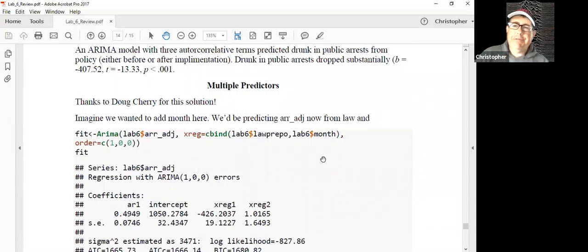Multiple predictors. I just added this today. I saw Doug had a nice post on Canvas working out a solution, a couple of ways to do stuff on ARIMA. I like Doug's version a lot better than I like my version. Just as an example here, I added a second predictor to our ARIMA. When I added a second predictor, I have to use this command called cbind. It combines my 2 predictors, the first predictor comma the second predictor. You can have a list as long as you want here.